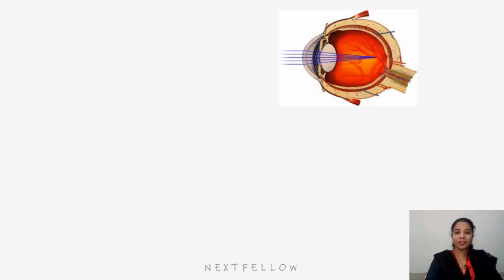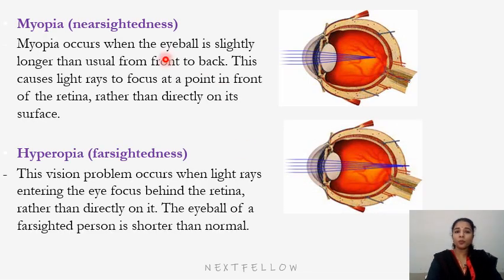Let's see some more clinical aspects. Myopia, or nearsightedness, means the person is able to see near objects but has difficulty seeing far objects. Myopia is a common eye condition in the younger generation. It occurs when the eyeball is slightly longer than usual from front to back. This causes the light rays to focus at a point in front of the retina rather than directly on its surface. You can see the retina is here, and the point is focused in front of the retina, which can be corrected by spectacles or contact lenses.